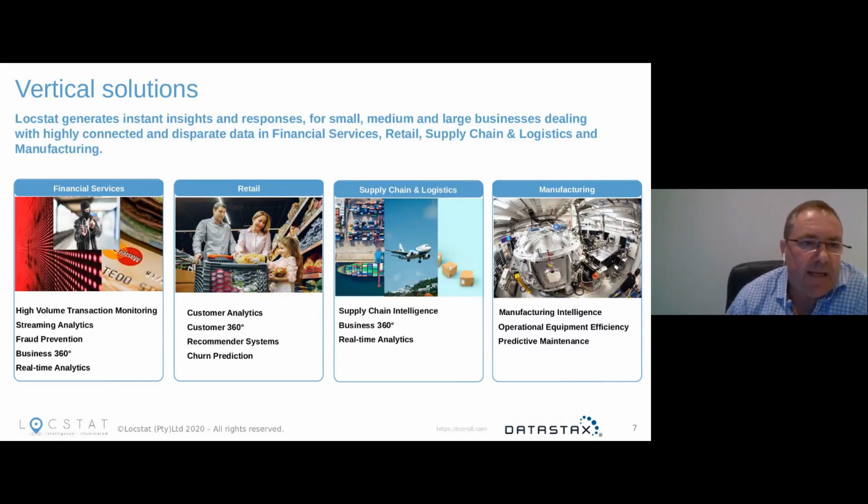So from a vertical solutions perspective, we are focused a lot on financial services, like I said, where we look at high volume transaction monitoring, streaming analytics, and fraud prevention, which we're very strong on. Business 360, real-time analytics. In retail, we've also started to move in with Customer 360 and strong recommendation systems, and of course, churn prediction. And we've just started to move into supply chain logistics and manufacturing as well, with predictive maintenance solutions and manufacturing intelligence solutions in that space.